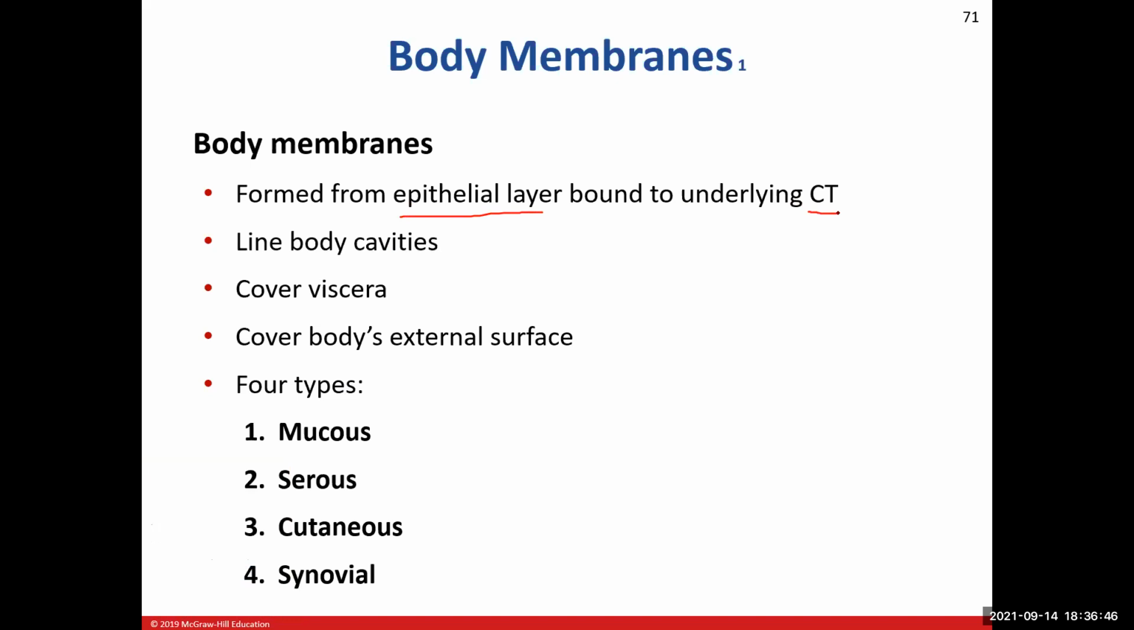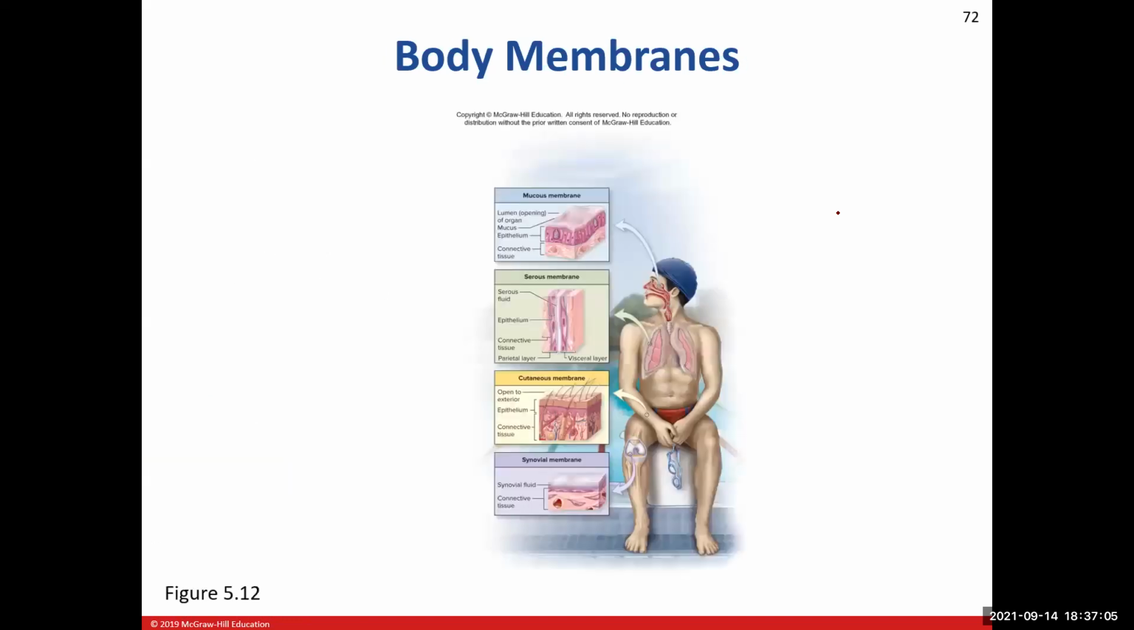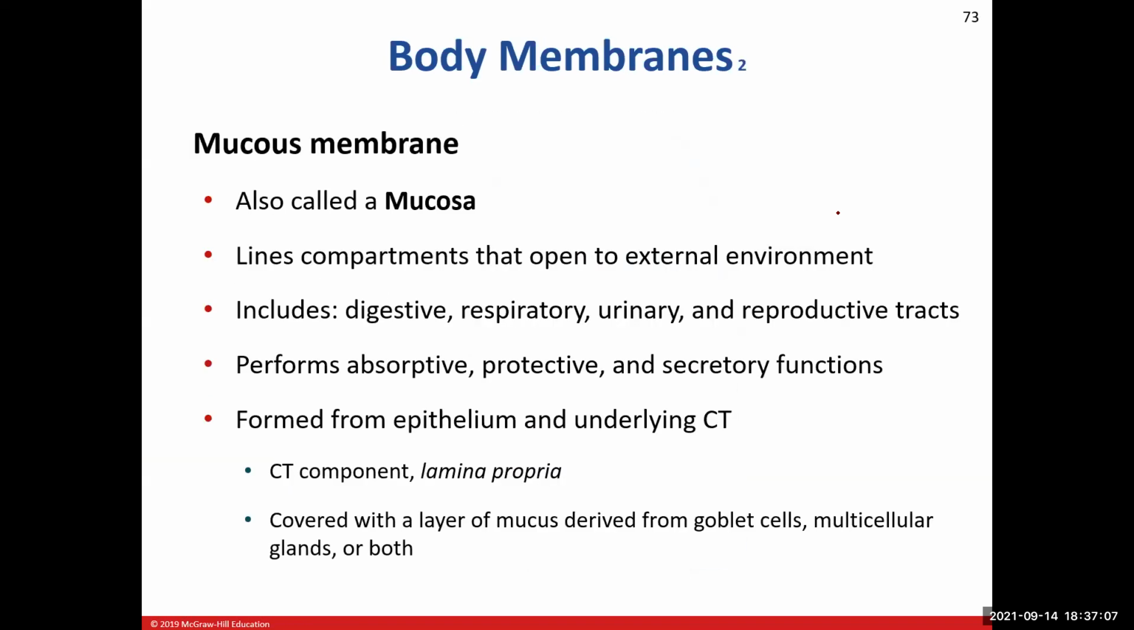So we're going to see body membranes on the covering of the body, lining the body cavities. It's going to be found on organs inside. It's going to be found lining some of your joints. So there's 4 types: the mucous membrane, the serous membrane, cutaneous membrane, and synovial membrane. Our first one here is the mucous membrane, also known as the mucosa.